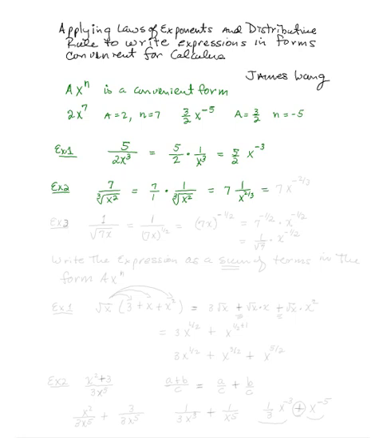And then 1 over a power of x is the same as the power with the exponent changing sign. So this would be x to the negative 2/3. 7x to the negative 2/3. Again, we've got the a, the x, and the n. n is negative 2/3 in this case.